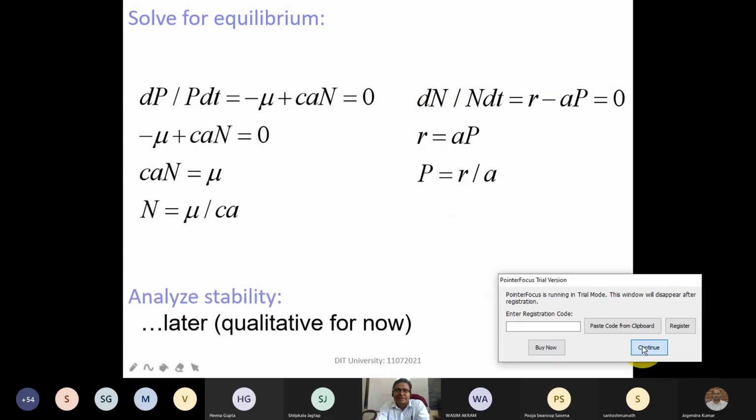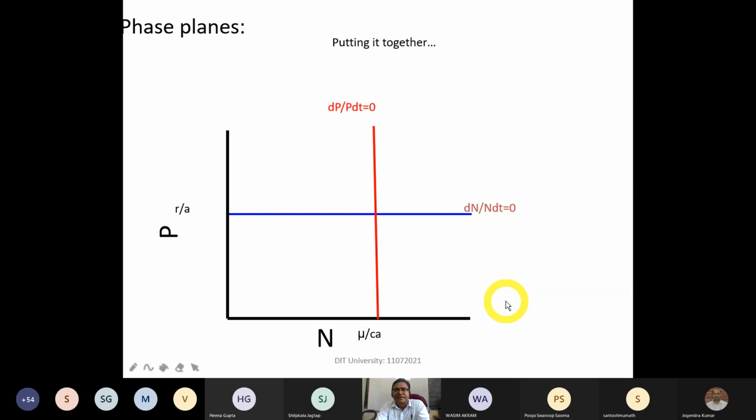So using the same things, let's have this N and P. N equals mu by Ca. There is a red line at which predator growth neither decays nor grows, right? Similarly, the blue line shows that dN by dt equals 0, P equals R by A, and at that line the prey does not decay or grow.